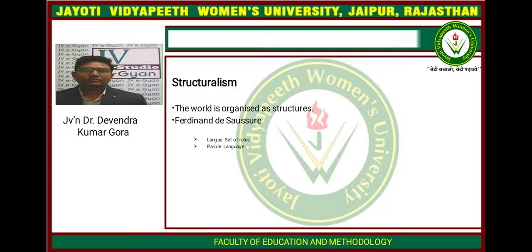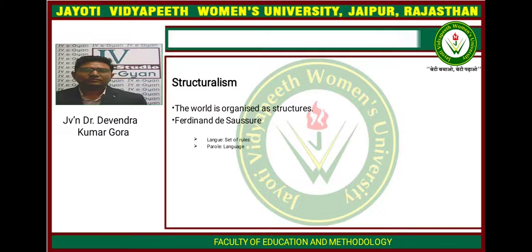Here Ferdinand de Saussure, in his book entitled A Course in General Linguistics, published in 1915, speaks about how various components exist in relation to each other. That was his move about structuralism.